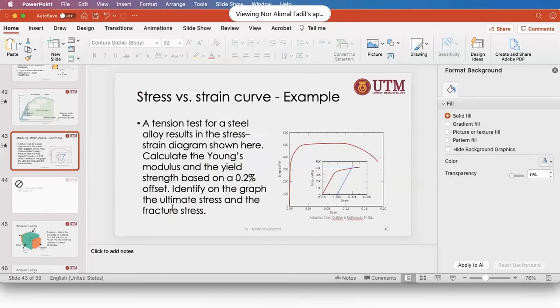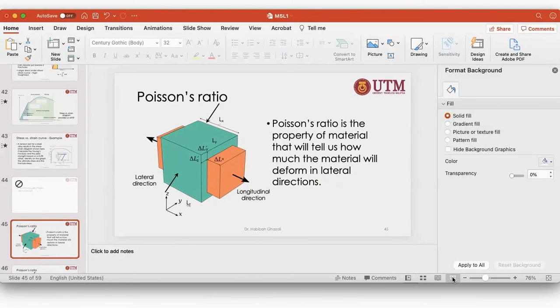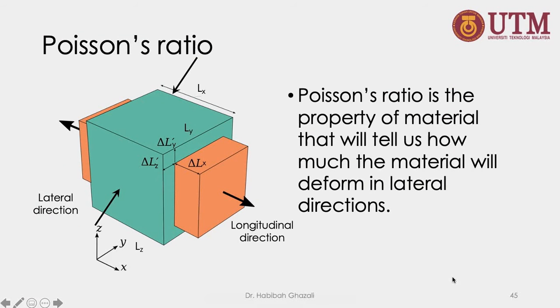A diagram of a stress versus strain curve is created, and that is the information that can be obtained from this curve. All right, another property that we can determine from the tensile test is the Poisson ratio.